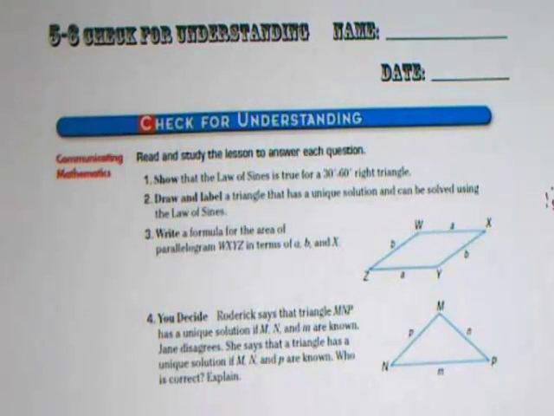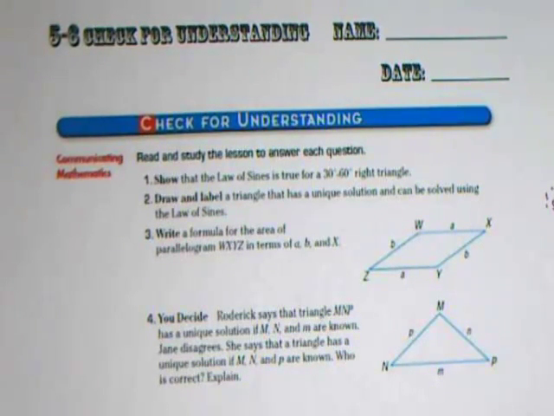Now, to do these correctly, what you need to do is go to the Canvas page that has the text section in it and look through the examples in the first couple of pages of the text that goes with section 5-6. So for number one, they want us to show that the law of sines is true for a 30-60 right triangle.